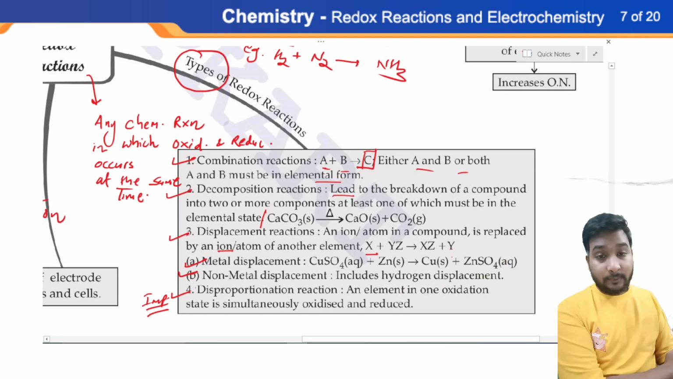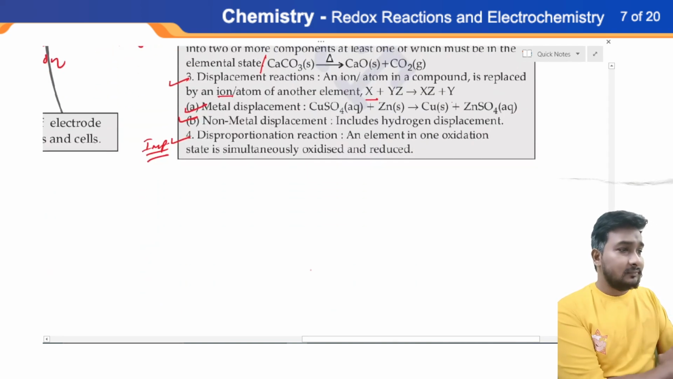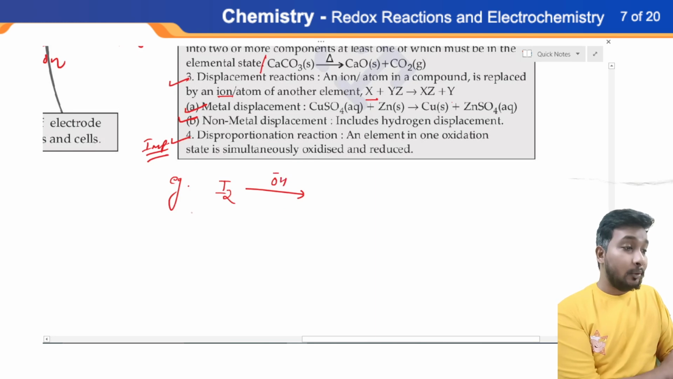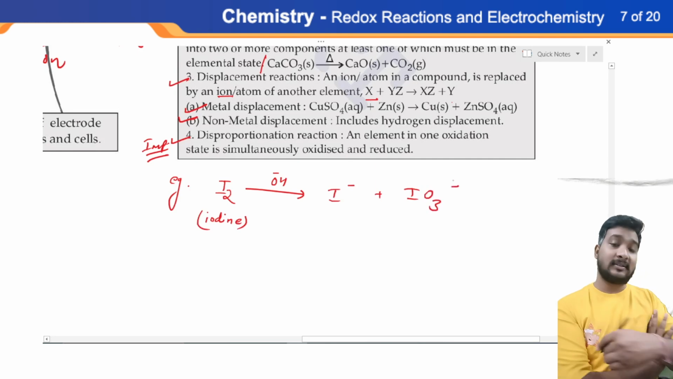Now the fourth part, which is very important: the disproportionation reaction. Before saying anything, I'll give you one example. Suppose I'm taking I2, iodine, in the presence of a basic medium, OH- being the base. In the presence of the basic medium, iodine converts itself into I- as well as IO3-.